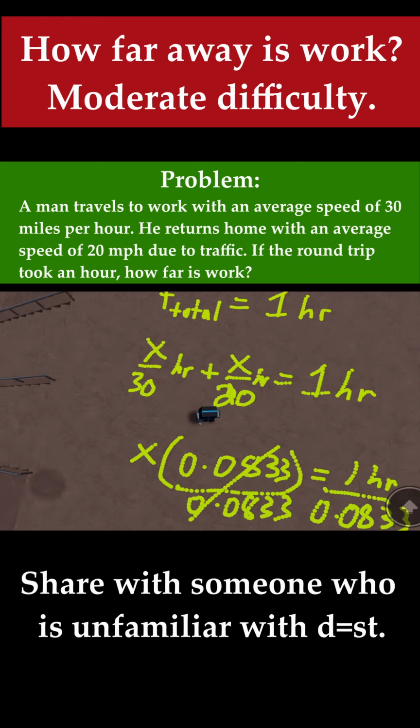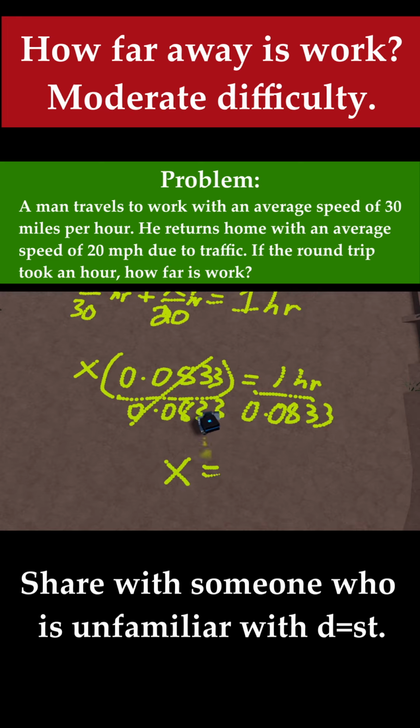And now if you do this math, you'll get that x is equal to 1 divided by 0.0833. And if you do that, that's 12. And the units on this are going to be in miles, because we used miles in this problem consistently. So home and work are 12 miles apart.